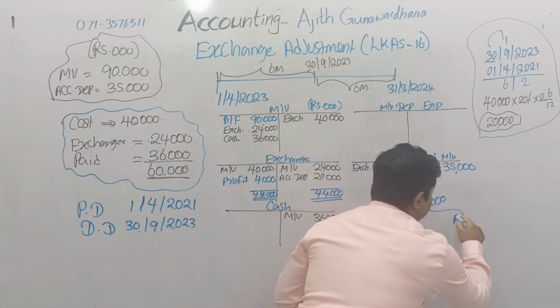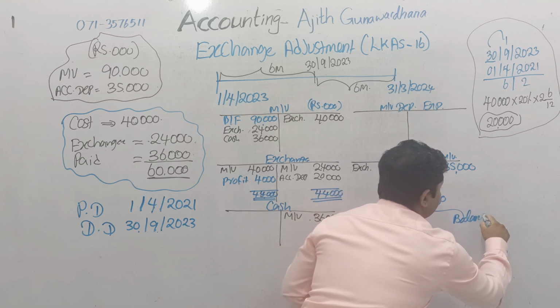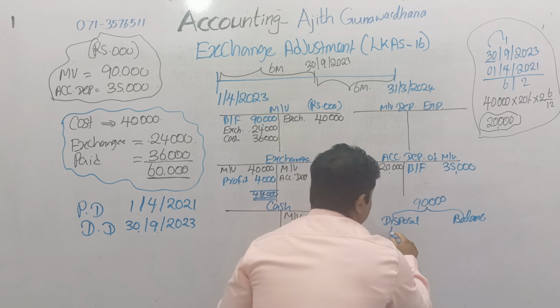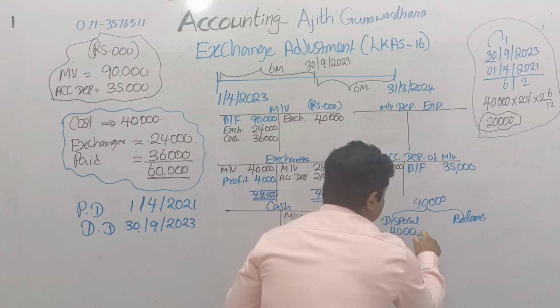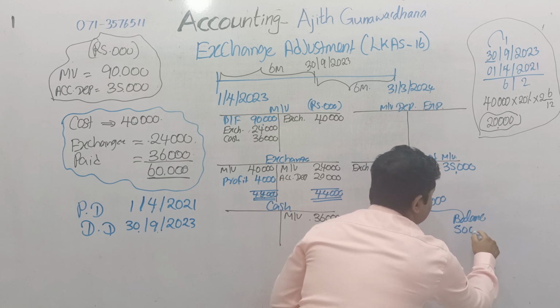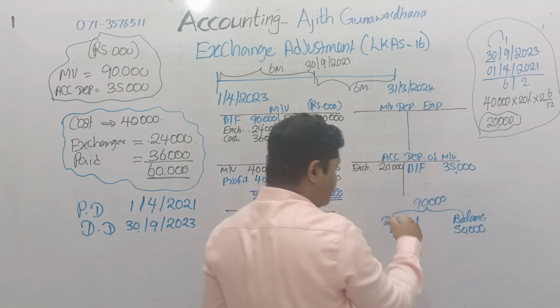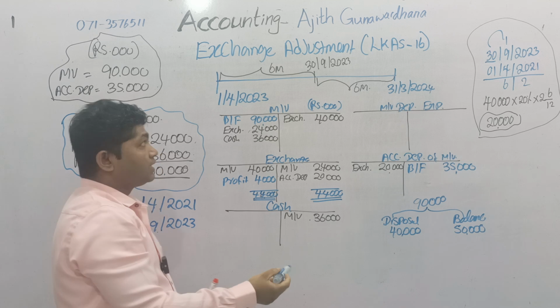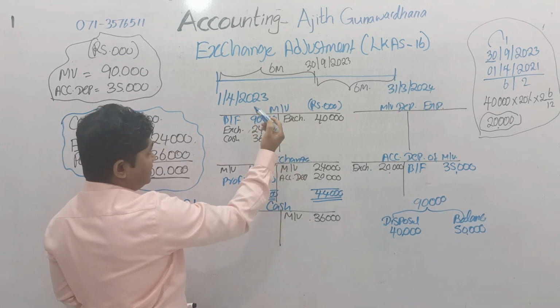Disposal and balance part. Very important, this part. Think: disposal asset equals 40,000. Disposal means exchange cost value. Then balance part equals 50,000. Exchange means disposal and purchase given together. This is a disposal asset, this is a purchase asset.